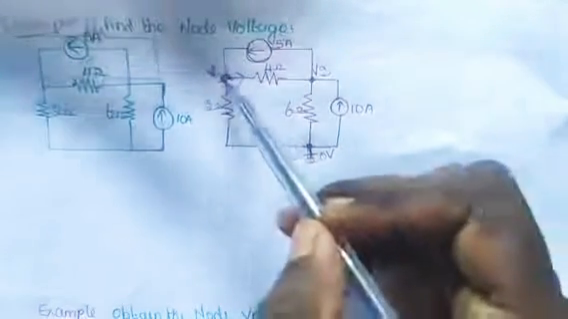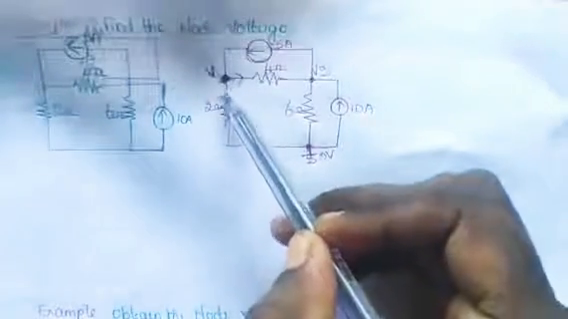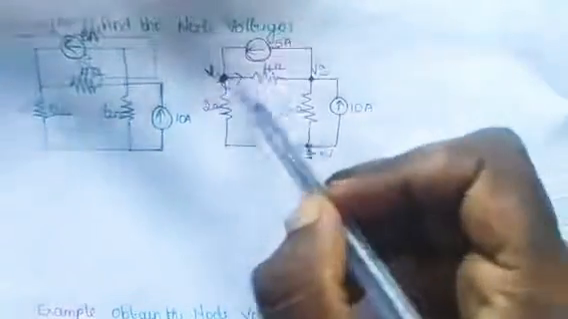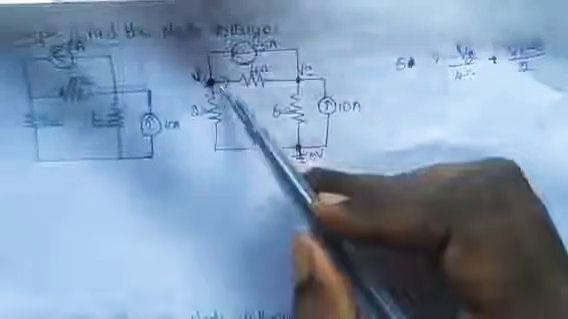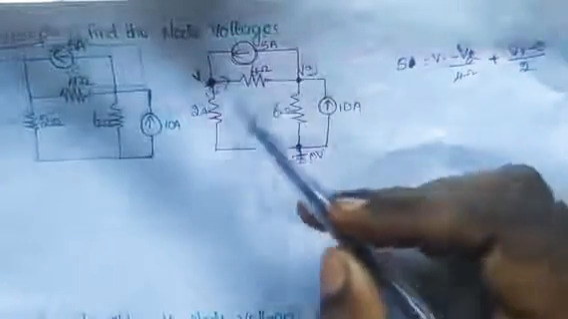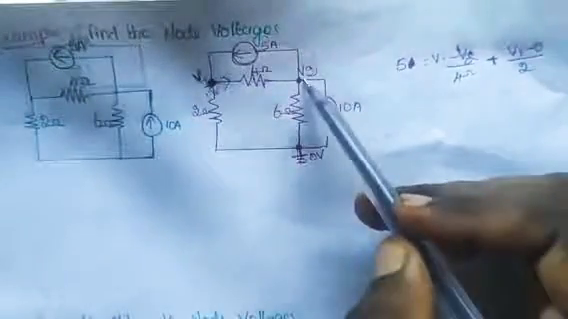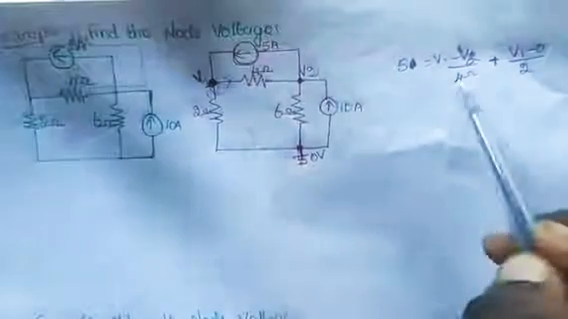In this branch, higher potential is V1 and the lower potential is 0 volt. So the current direction will be like this, downwards. So these two currents are leaving. So by KCL, the sum of currents entering the node, that is 5 ampere, is equal to the sum of currents leaving the node. The first current is V1 minus V2 divided by 4 ohm plus V1 minus 0 divided by 2 ohm.